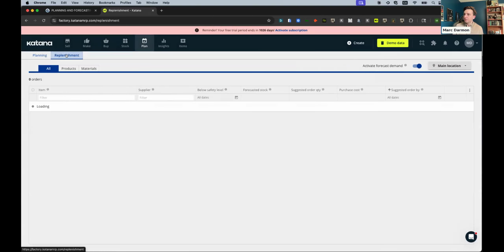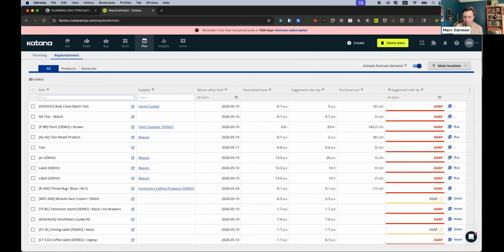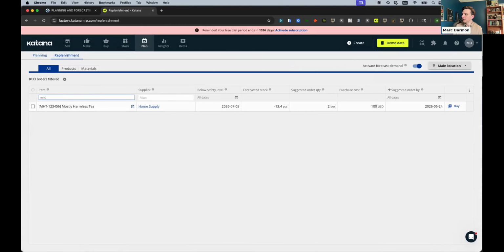On to replenishment. If we want to go ahead and look for our mostly harmless tea, there we go. So mostly harmless tea, when we're looking at replenishment, this is where we're starting to build that view for ourselves based on our calculation. Based on me manipulating that data in Katana on the planning screen, we know that mostly harmless tea is expected to dip below our safety stock level in and around the 5th of July.